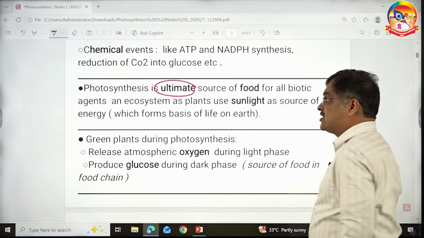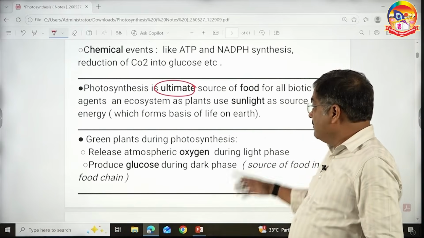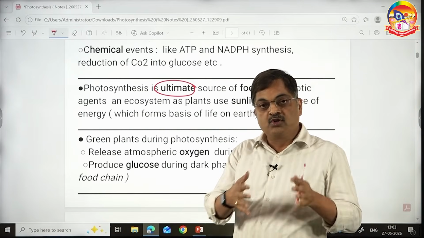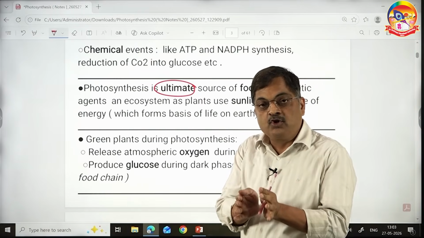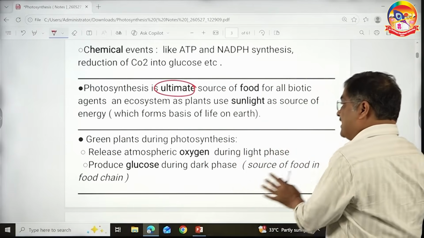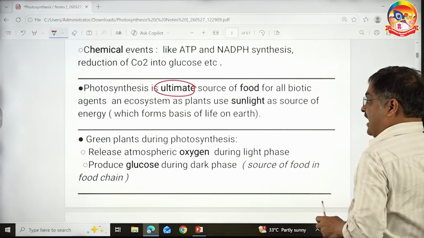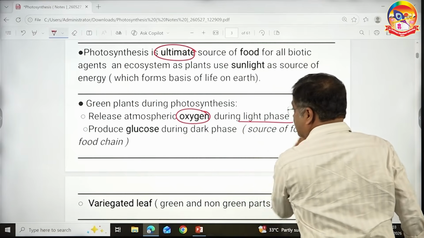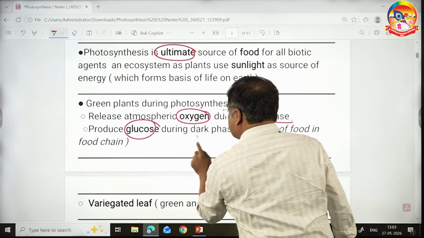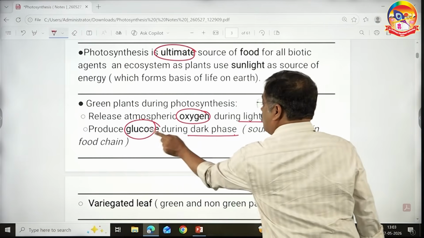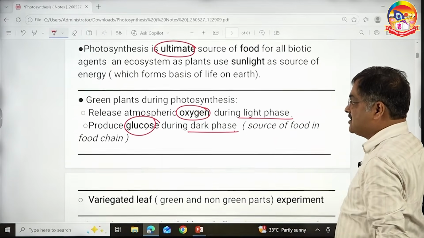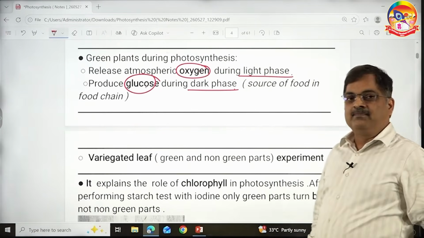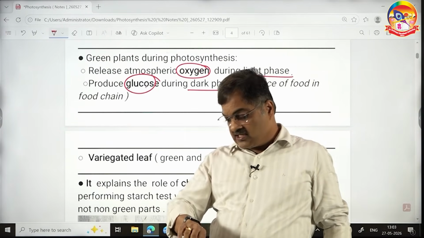Photosynthesis is the ultimate source of food, naturally, because it is going to synthesize glucose, which is the starter, producers, and thereby the entire food chain depends on it. And photosynthesis not only releases oxygen during light phase, it also produces glucose during dark phase. These are the two vital compounds which are produced. That completes the introduction part to photosynthesis, children.